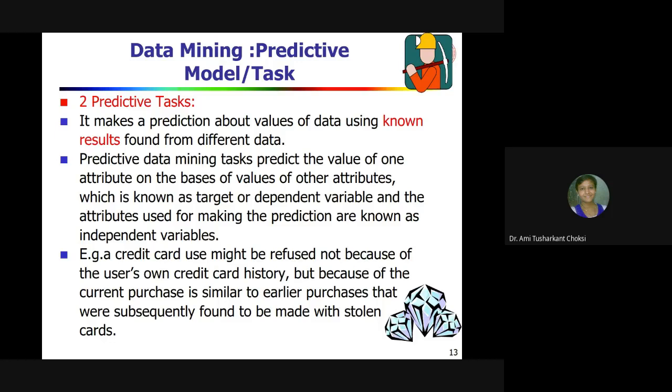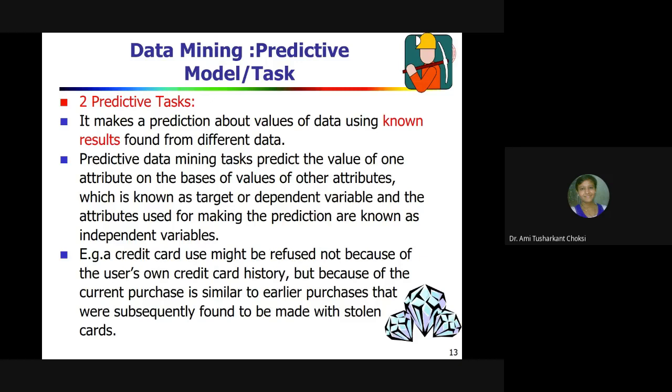that were subsequently found to be made with stolen cards. You may ask, ma'am, what is this? Let me explain this. What we want to say is, say, we have the data of stolen cards. Whatever things the thieves purchase after stealing the cards, for example, gold jewelry, diamond jewelry, it can be branded clothes.